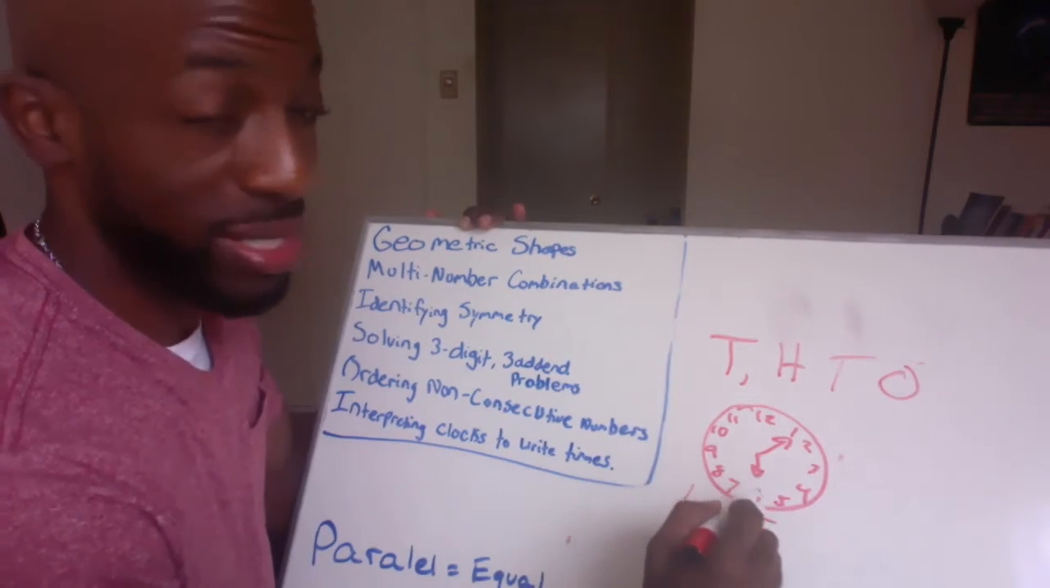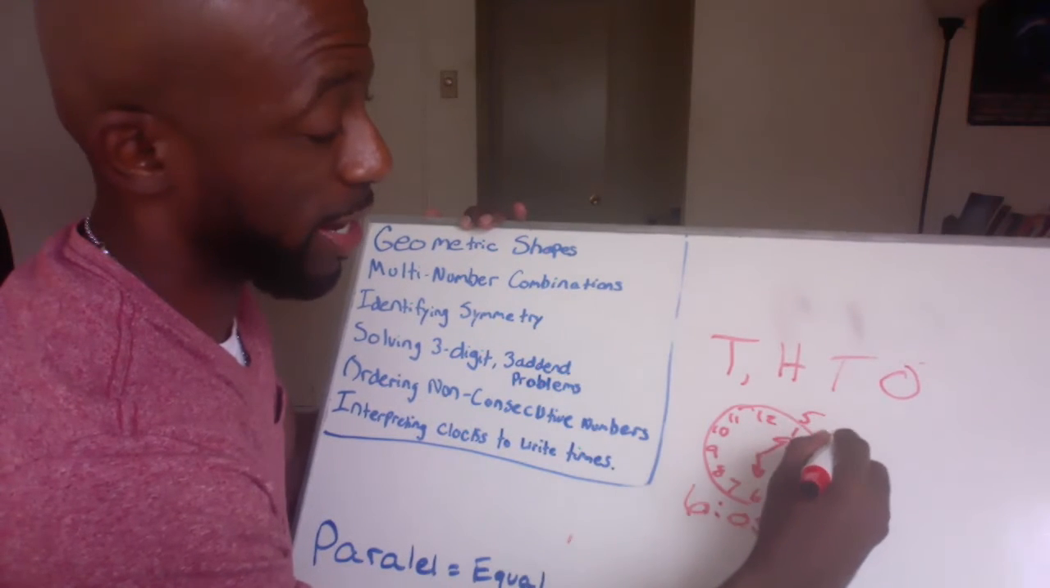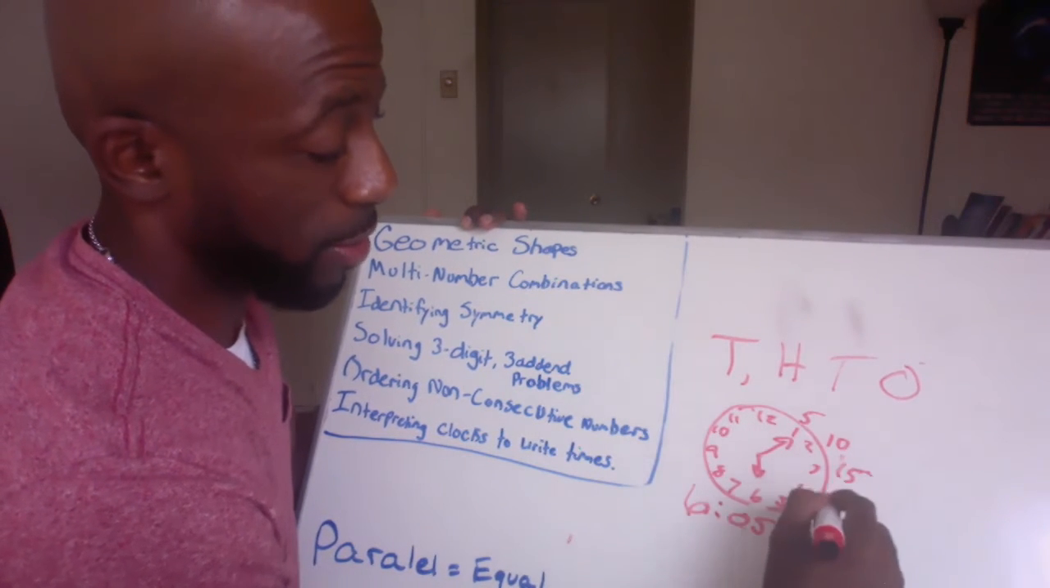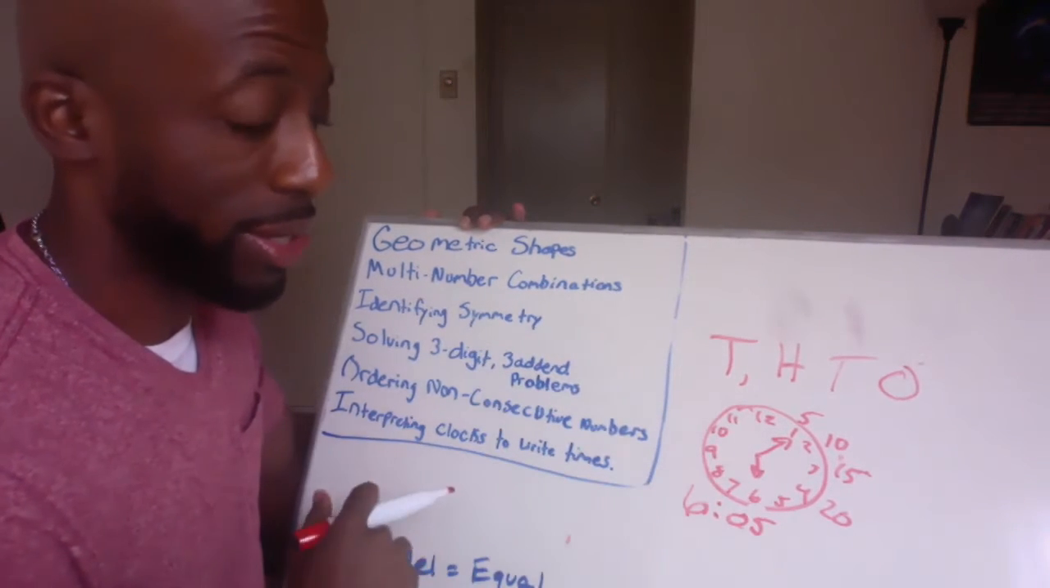The little hand always tells you the hour. The big hand always tells you the minutes. And the minutes are counting by 5s. 5, 10, 15, 20. It goes all the way around and we get all the way to 60. So there's 60 minutes in 1 hour, like we mentioned.